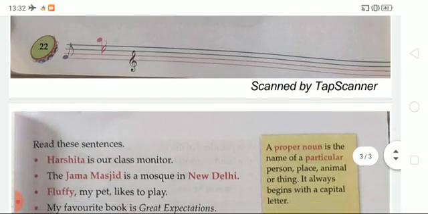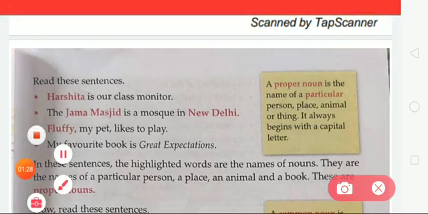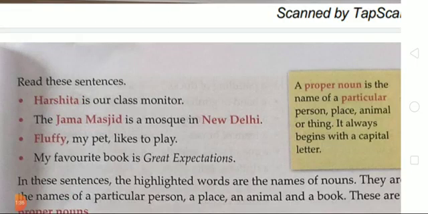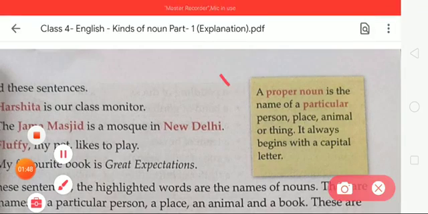So let's start. There are some sentences for you. You have to read these given sentences. First is, Harshita is our class monitor. The Jama Masjid is a famous mosque in New Delhi. Fluffy, my pet, likes to play. My favorite book is Great Expectations. So this set is about the proper noun.